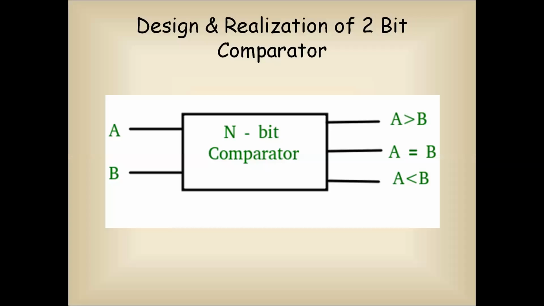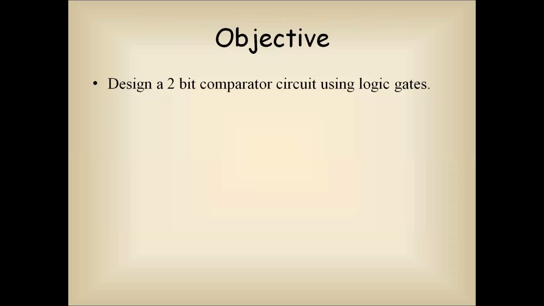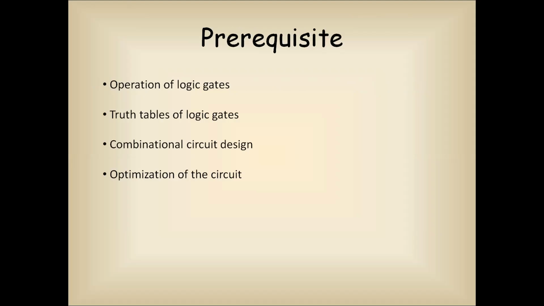So your 10th experiment is you need to design or realize a comparator circuit which compares two input numbers and gives the outputs whether the first number is greater than, less than or equal to the second number. So here we are trying to implement a 2-bit comparator using logic gates. So that will be the objective for this particular experiment.